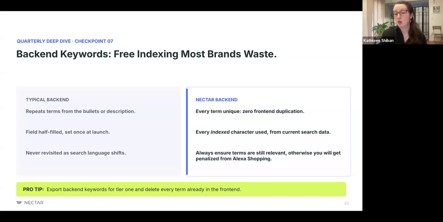And then also it's an important space for Alexa shopping that's scanning everything, including the back end, images, front end, everything. So, look at what's there and see if you're maximizing it fully.